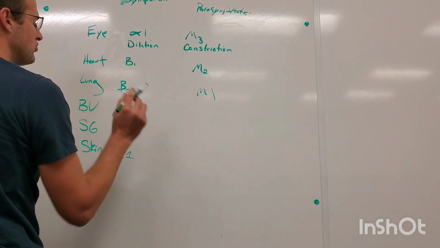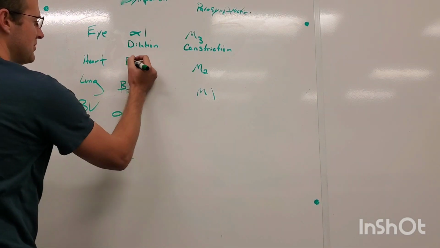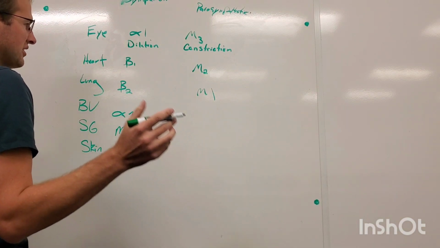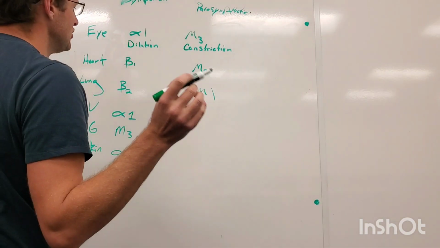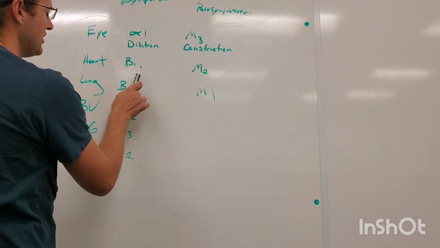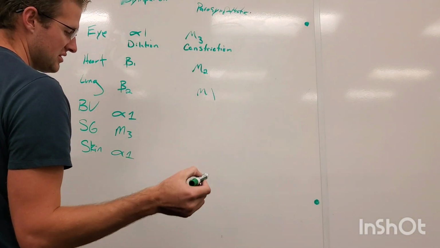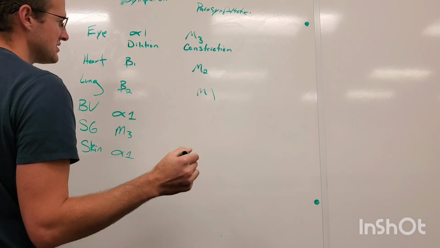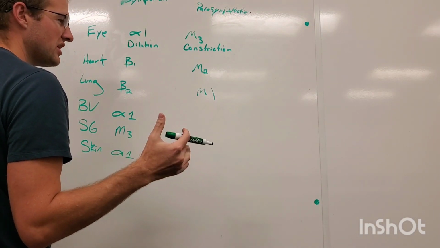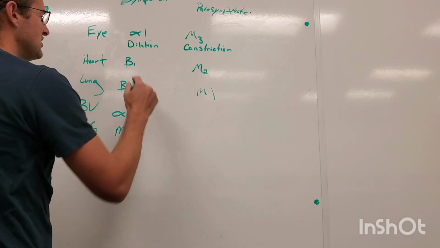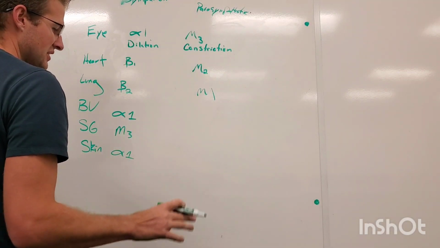So with the heart, if we have a beta 1 receptor, and remember, I think I told you this rule. If not, I'll tell it to you now. Based on whether these are labeled even or odd, we can think of even receptors as inhibitory, and the odd receptors are going to be something that's excitatory.